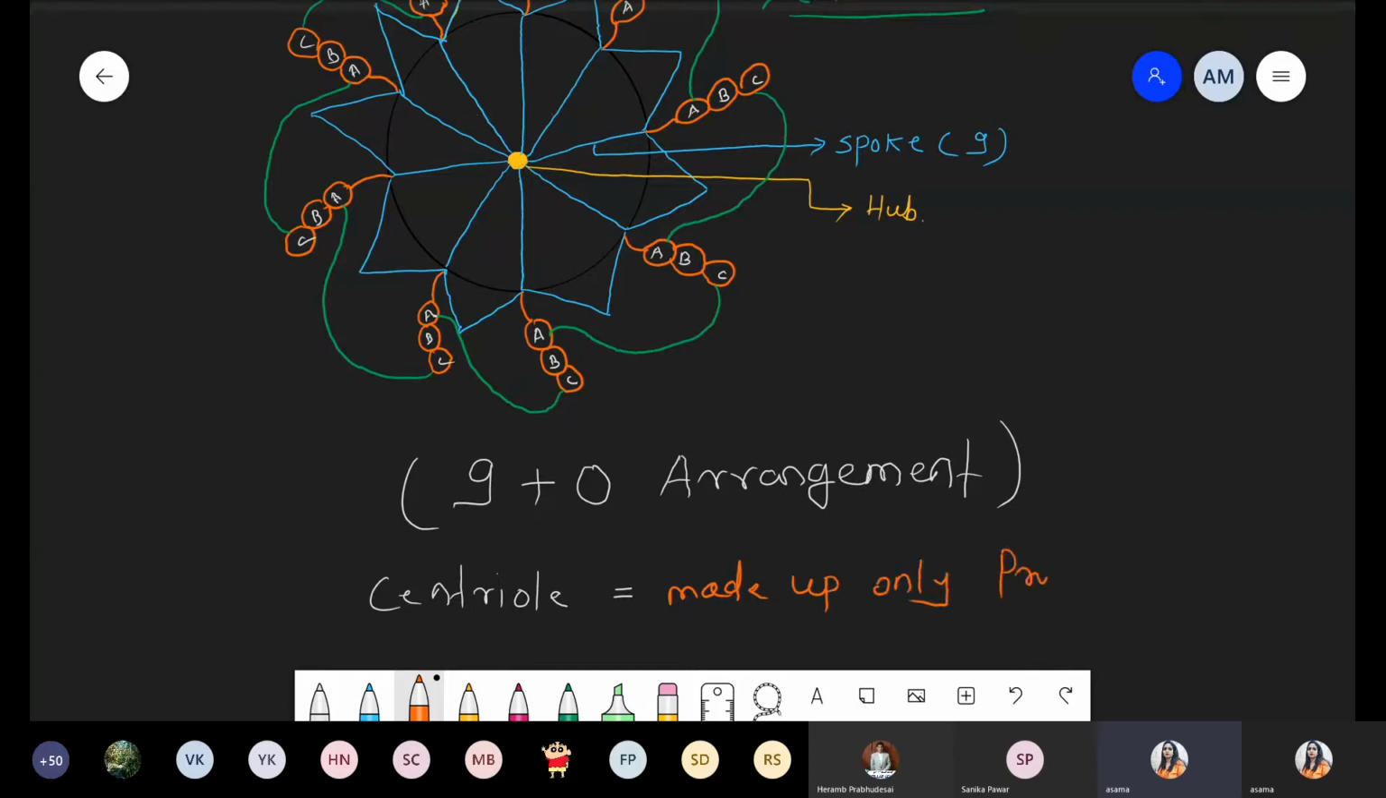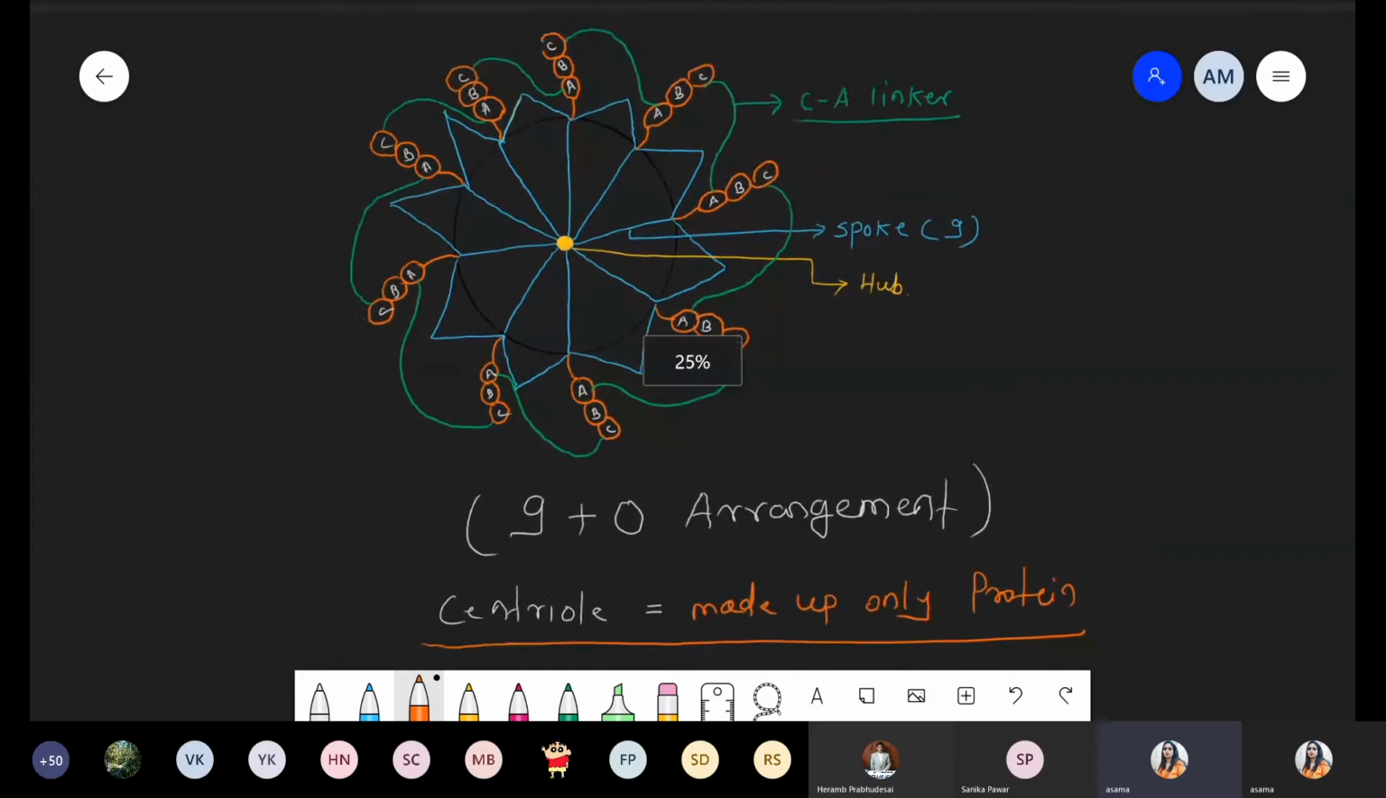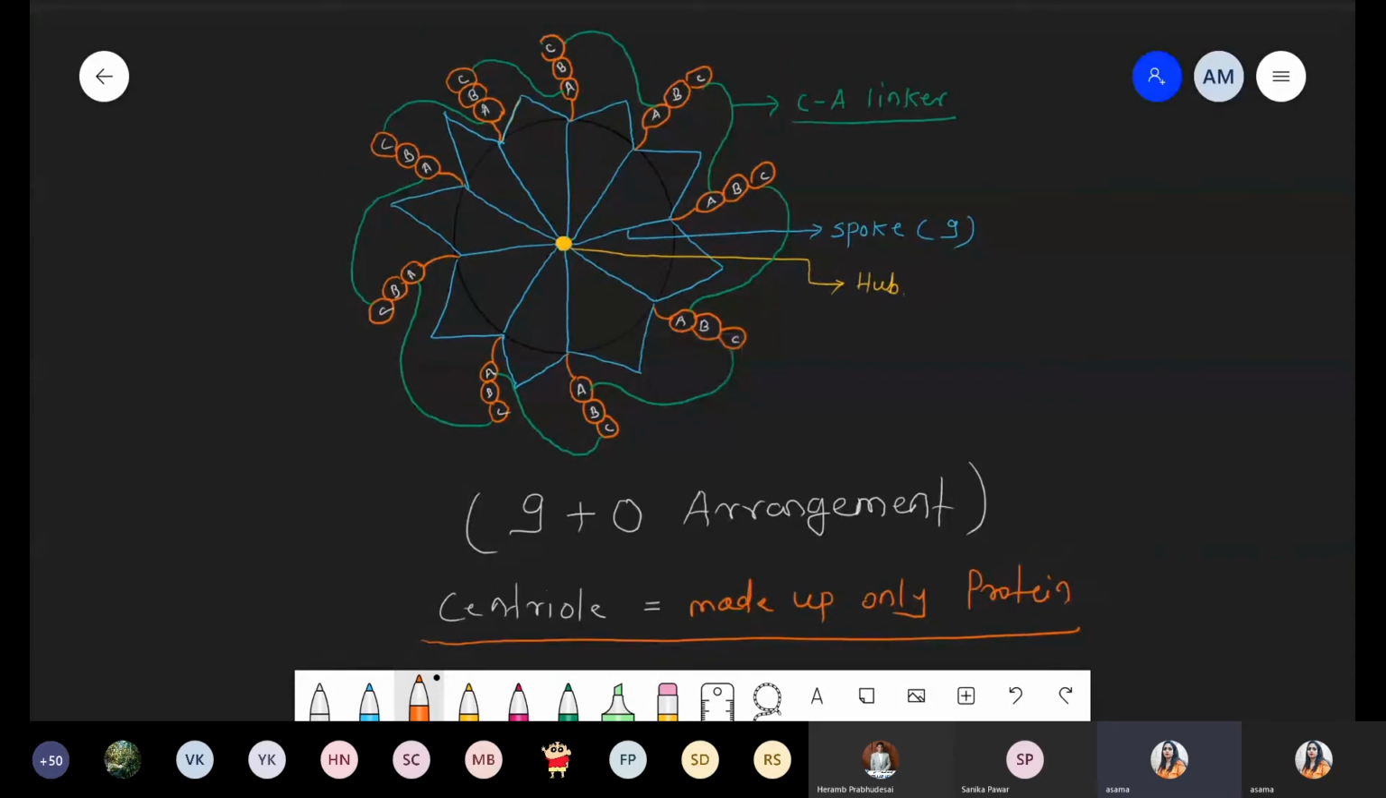Got it? There is no any plasma membrane associated with the centriole. And why I am highlighting this point? Because आगे हमें exactly reverse देखना है with flagella and the cilia, and 100% confusion between flagella, cilia and the structure of centriole, because सब कुछ same लगता है.